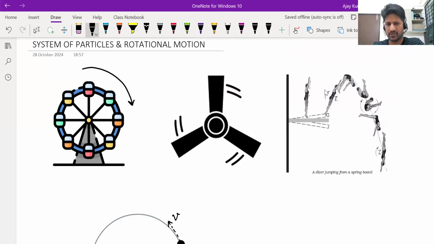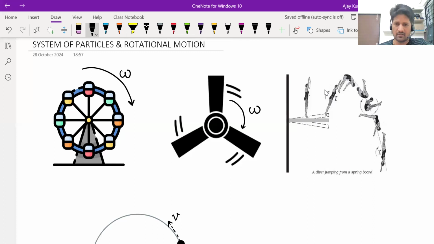The human body is flexible. But the first two cases, the Ferris wheel and the ceiling fan, are rigid objects. We'll talk about rigid objects also in detail. There is a mathematical idea that can be applied there. But as you see, in all these cases there is rotation, meaning there is a certain rate at which the system is rotating. So the Ferris wheel has a particular omega.